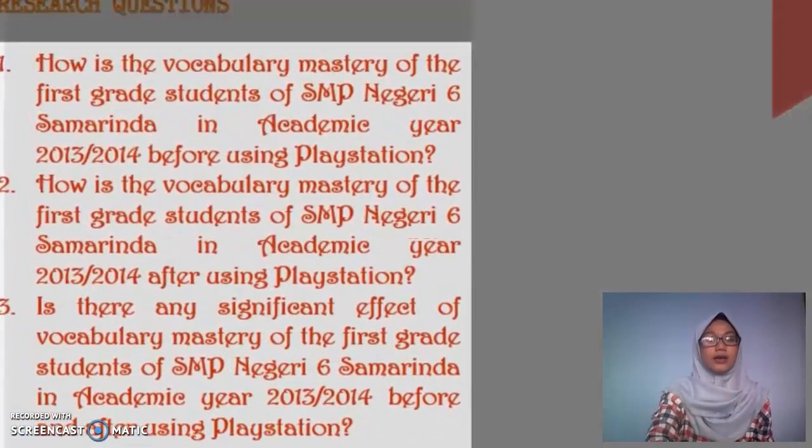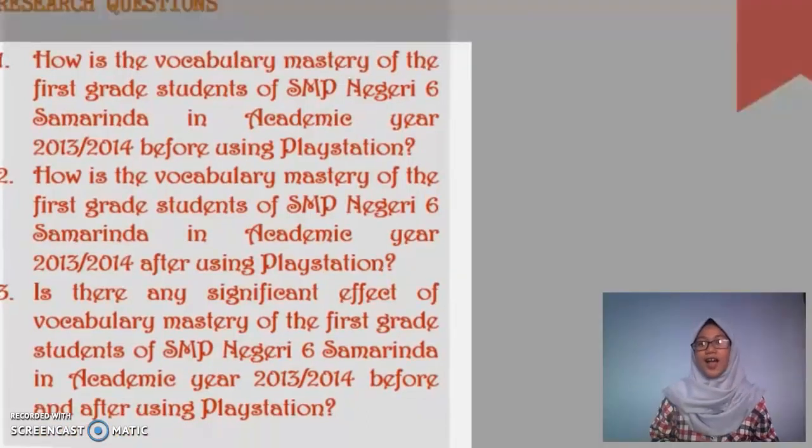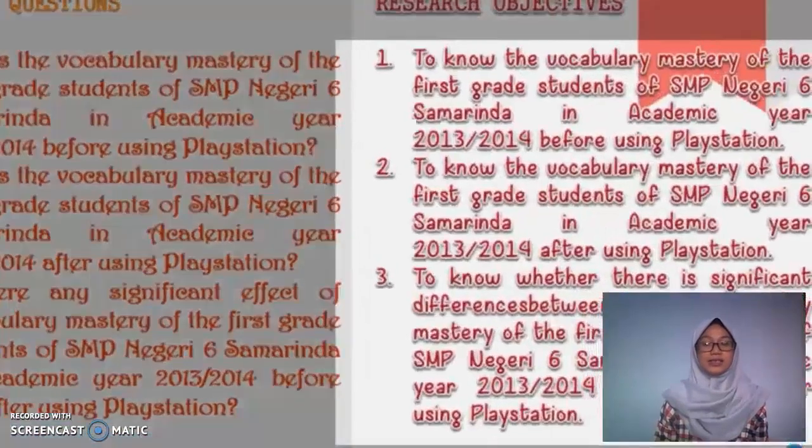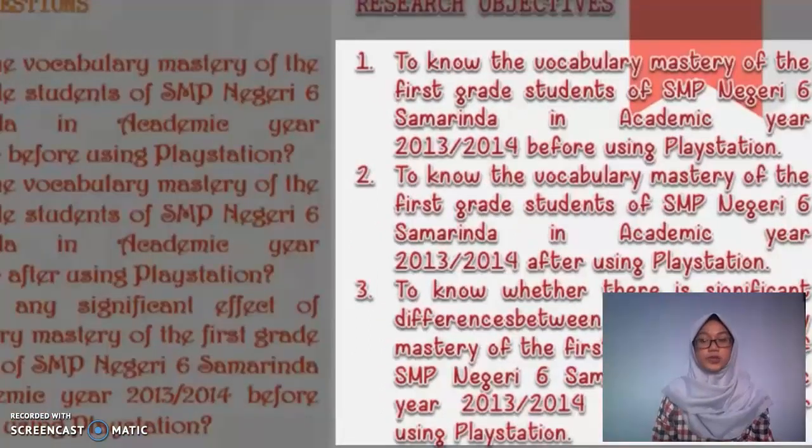The research question, there are 3 research questions, whereas the first question is asking the vocabulary mastery of the sample before using PlayStation. And the second question is, how is the vocabulary mastery of the 1st grade students after using PlayStation? And the third question is, is there any significant effect before and after using PlayStation? Next one is the research objective. There are also 3 research objectives which deal with the answer of the research question.